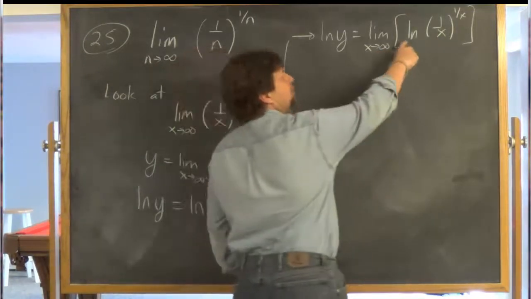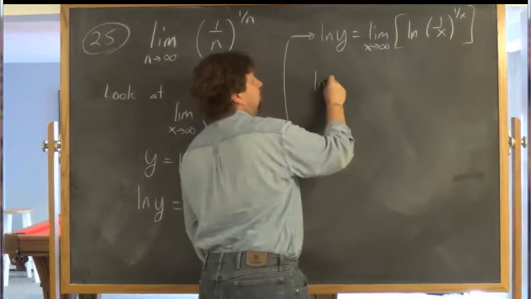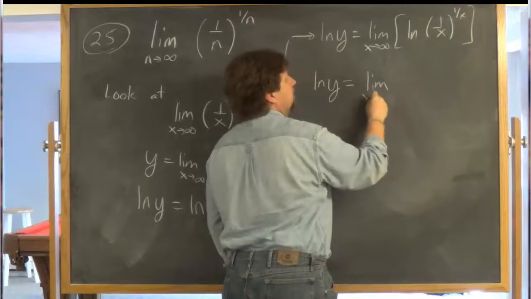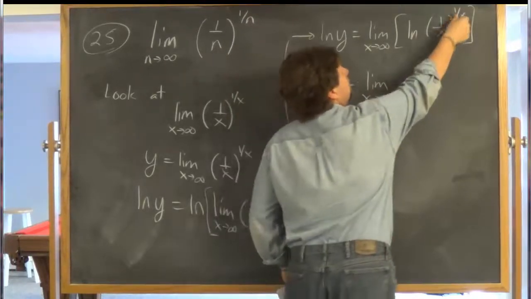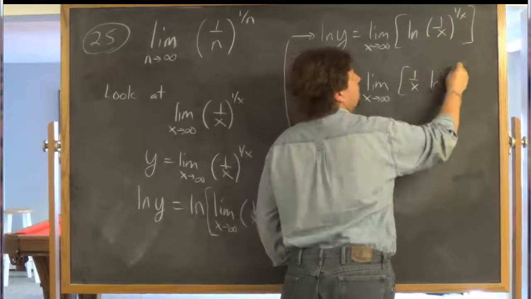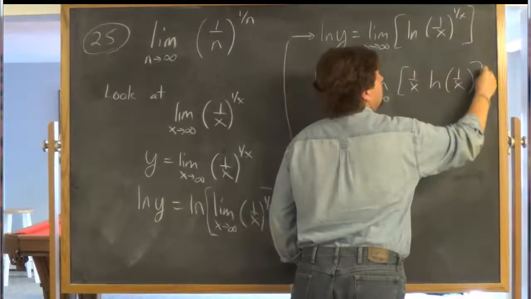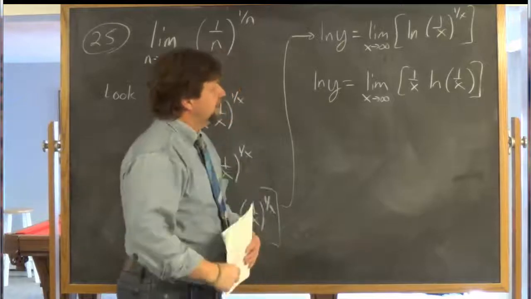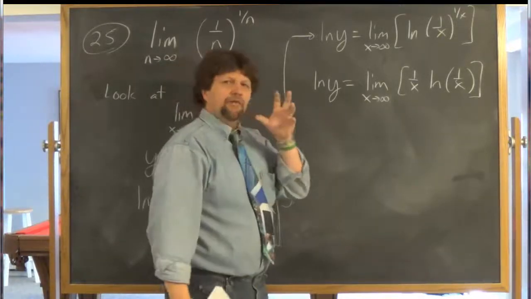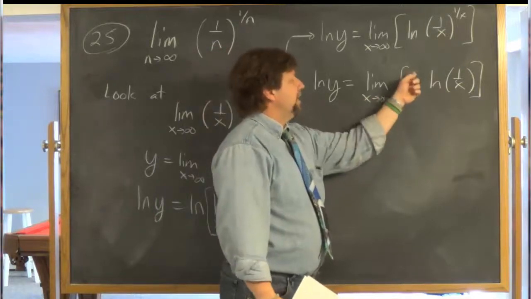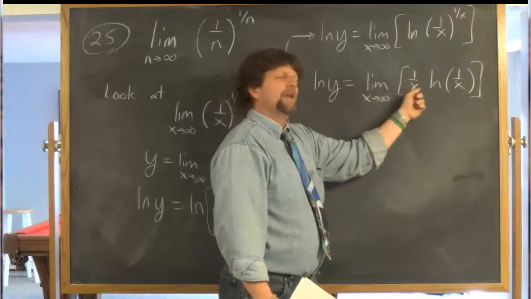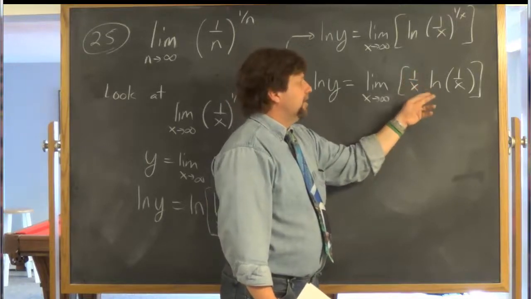Now that I have a natural log in here, I can use one of those old properties of logarithms and move this 1 over x out front as a multiplier. That's just an old property of logarithms. And now we look at it and it looks like a different form. 1 over a really large number, x is going to infinity, 1 over a really large number, that's 0.